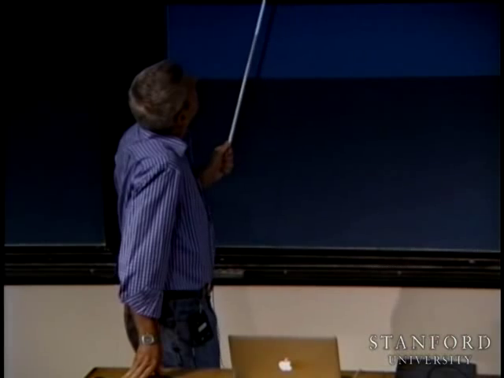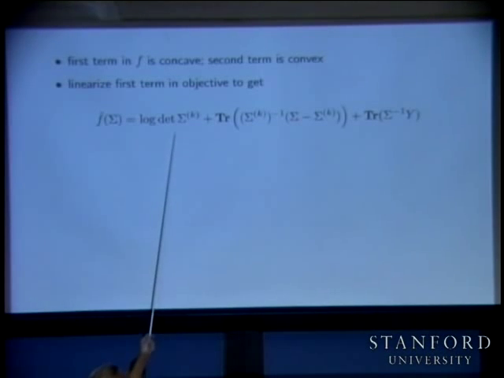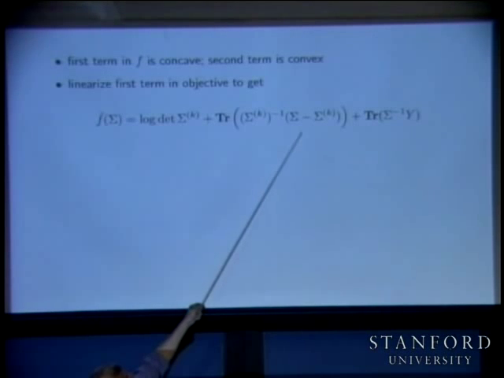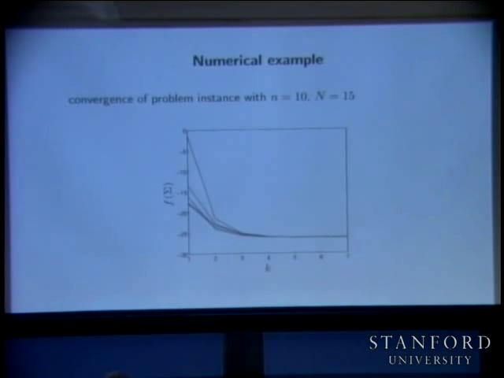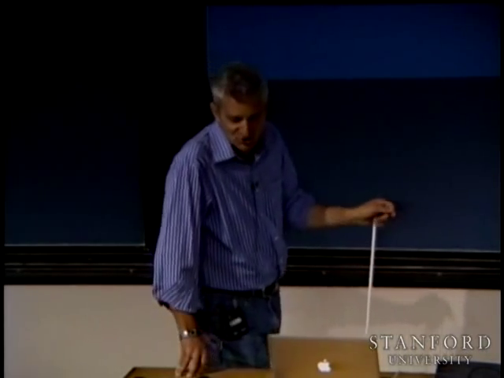If you linearize the log determinant, you just get the trace of the inverse times the difference. That's constant. This is affine in sigma, and that's convex in sigma, and so we'll minimize that. Here's a numerical example, started from roughly five problems. These are the iterations, and this is the negative log likelihood. In this problem, I'm willing to make a guess that this is actually the global solution. But to be honest, I don't know it, and I didn't calculate a lower bound or anything like that. It's just to show how these things work.